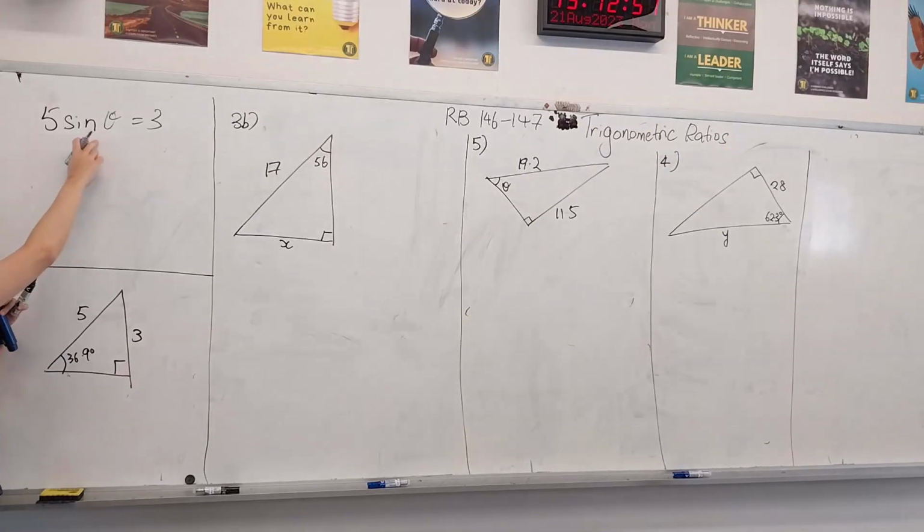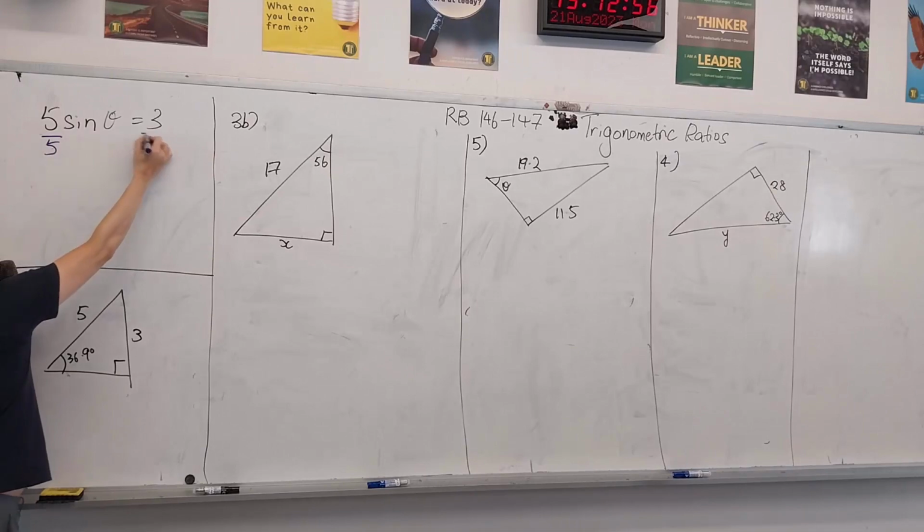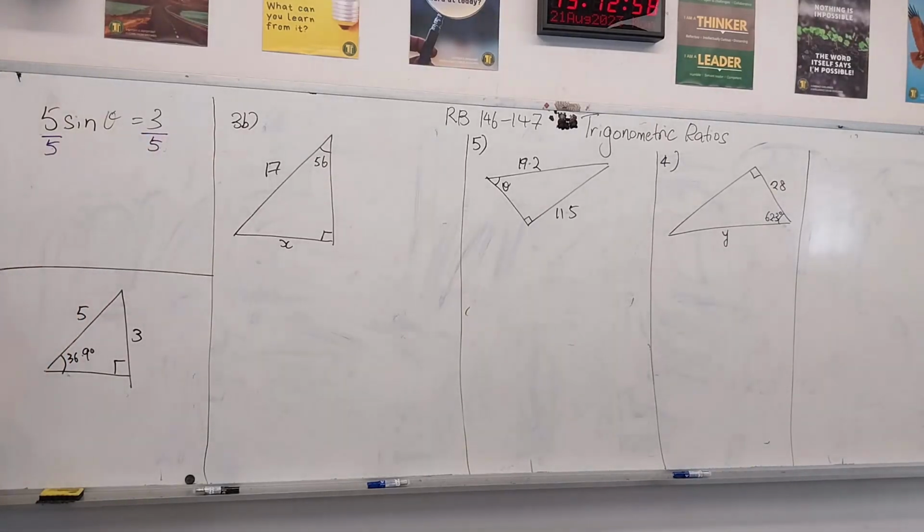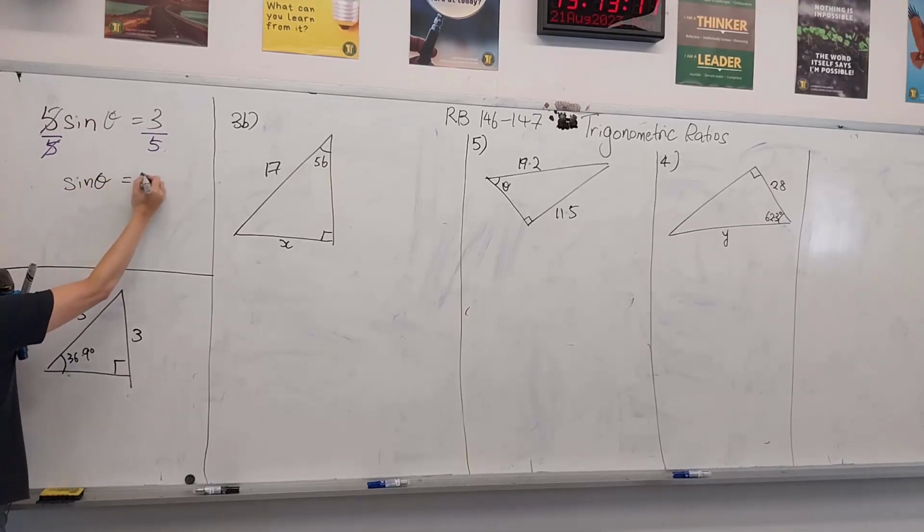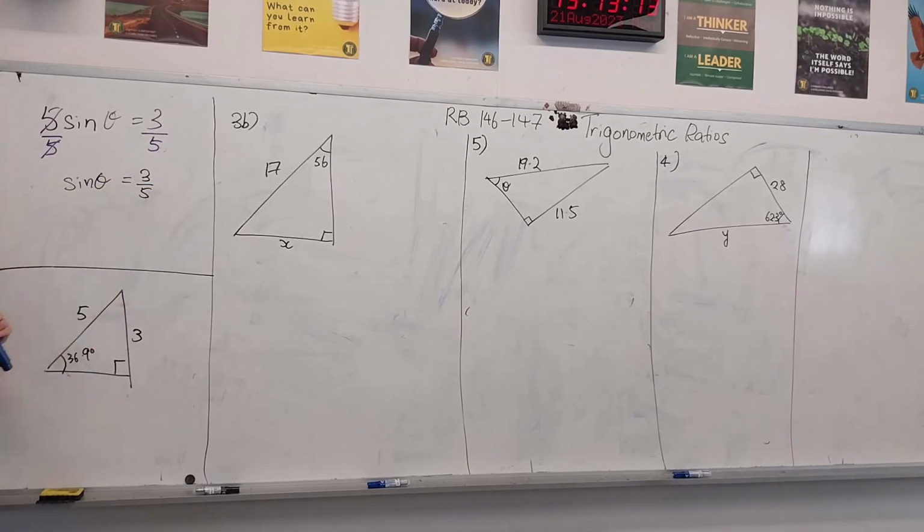I have to find the value of theta. So the first thing to do is divide by 5, and this side will also divide by 5. Now, why do you divide by 5? You realize that when you divide by 5, you can cancel off. That's the whole idea of dividing by 5. And therefore, sine theta equals 3 over 5.